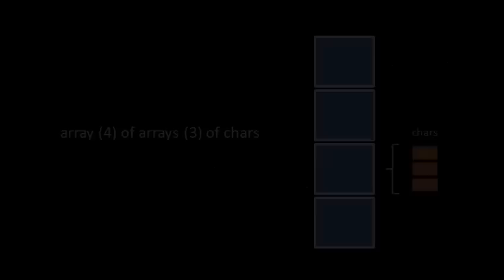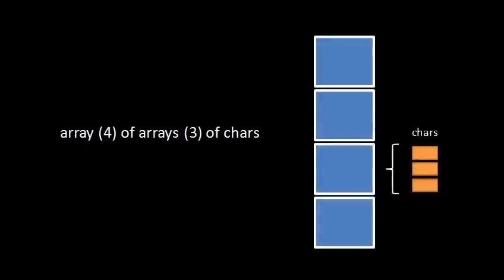Here's a diagrammed example of an array size 4 of arrays size 3 of chars. The array is made up of 4 things one after the other, represented by the blue boxes, and each one of those blue boxes is itself an array of 3 chars, represented by the orange boxes.